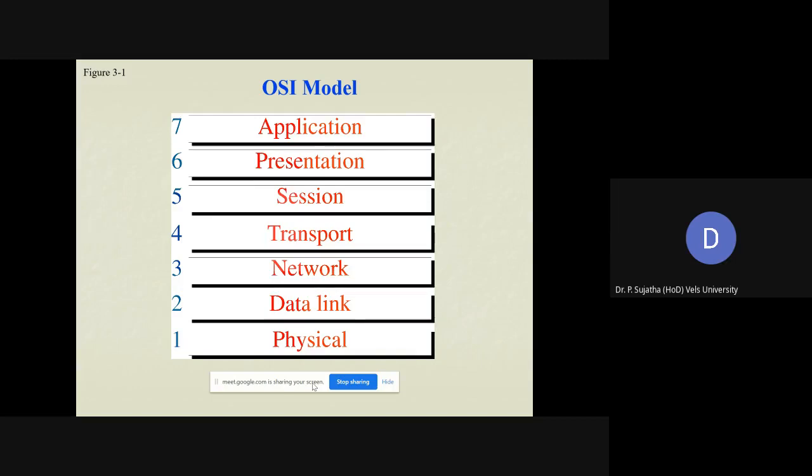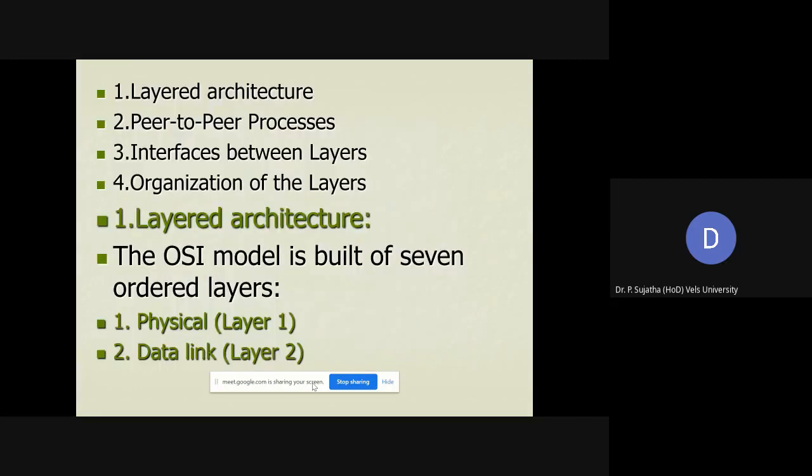Okay, so before discussing the functionalities of all the 7 layers, you should know certain things. First is what is layered architecture and what is the peer-to-peer process. What about interfaces? What do you mean by interfaces between layers and how the layers are organized? These 4 things you need to understand clearly before understanding how the layers are working and how the layers are interconnected together. Okay, so the first thing is layered architecture.